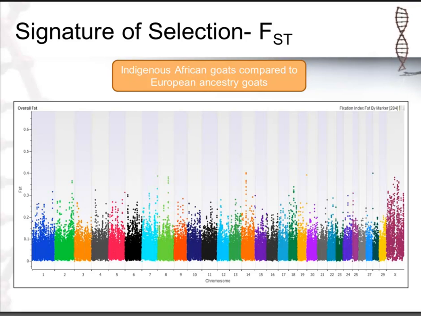This is as far as we've gotten in the analysis, but it'll be an opportunity to go back and ask, are there unique genes here that maybe have something to do with parasite resistance or climate tolerance, that type of thing. So we'll be investigating that further. But this is at least a rough idea of how the African breeds compare to some of the European ancestry.